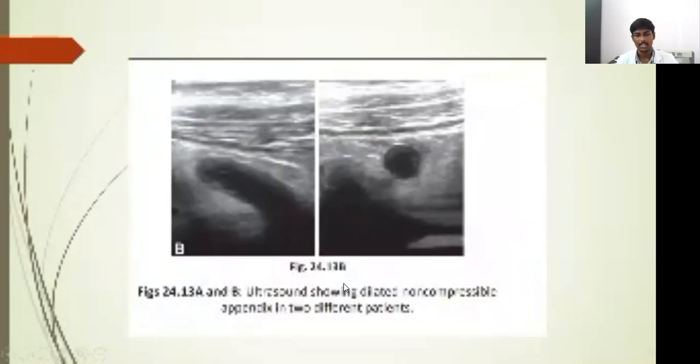And this is the ultrasound showing a dilated non-compressible appendix in 2 different patients. Dilated appendix.